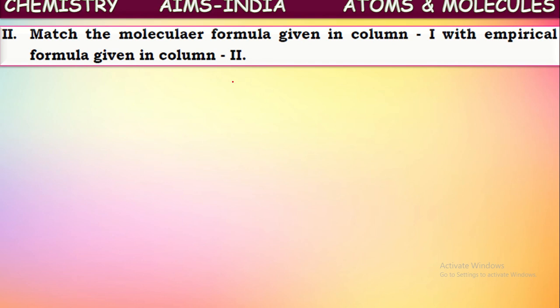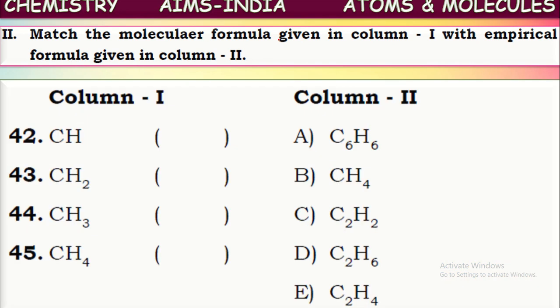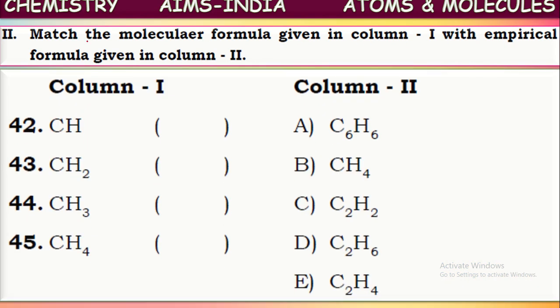One more matching is given here. Match the molecular formula given in column 1 with the empirical formula given in column 2. Sorry, actually they have given molecular formula in column 2 and they're asking to match this with their empirical formula in column 1. Empirical formula means the formula obtained when the highest common factor is taken from their formula.